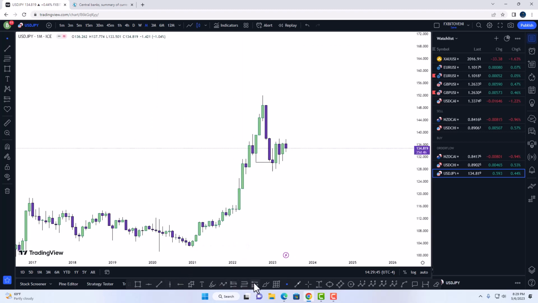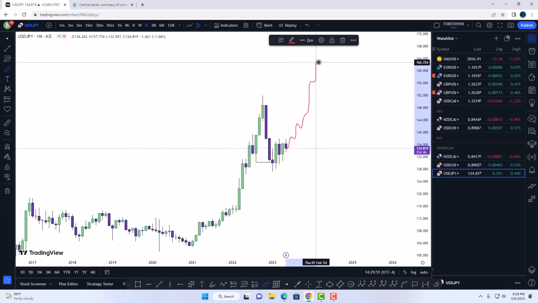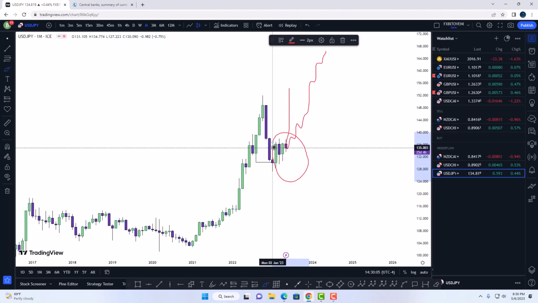Because interest rate is very high and JPY is the weakest currency. This move is likely to continue to go higher. Hope you understand. It's likely to continue to go higher. And this can be a little consolidation for a quick rally to the upside.